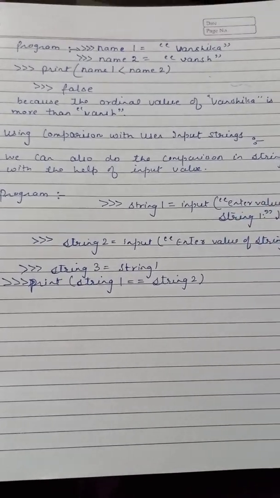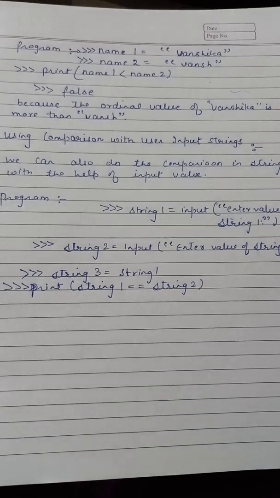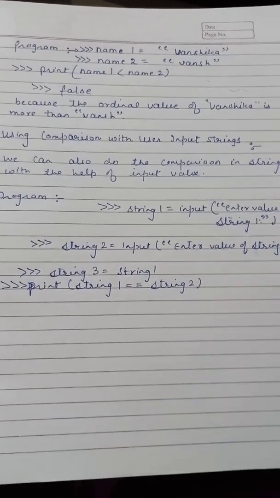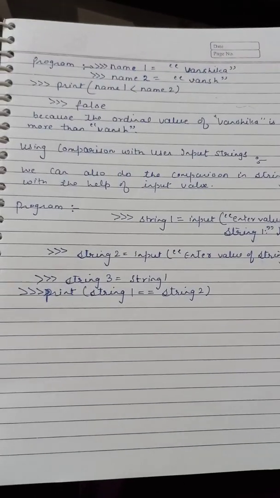So these are the three basic types of operators. First is your comparison operator, the membership operator, and the basic two types of operators, that is the concatenation and the replication operator.